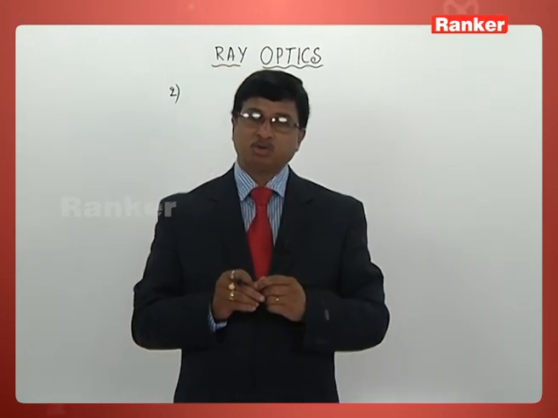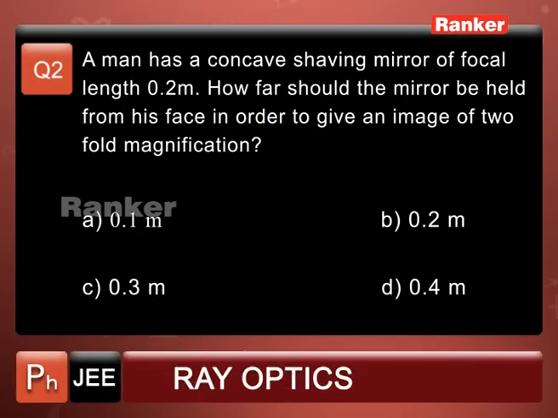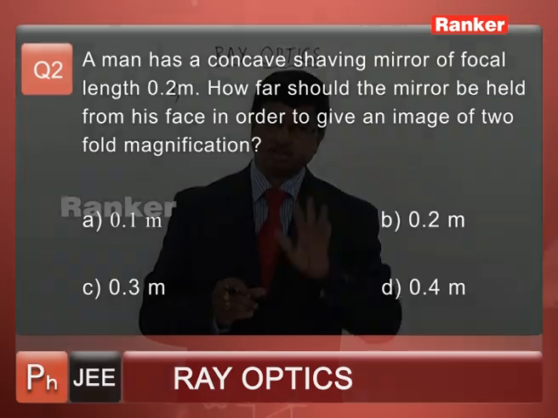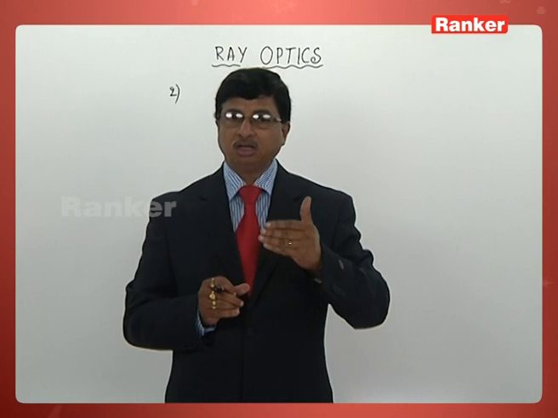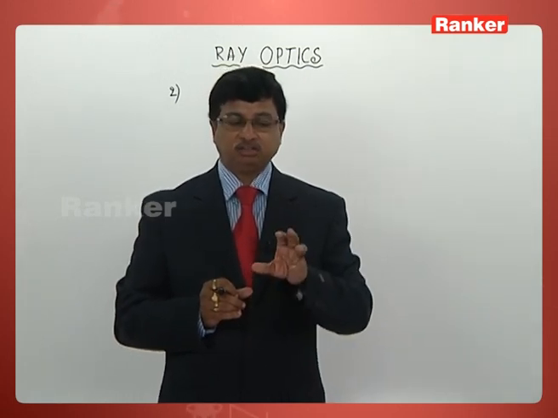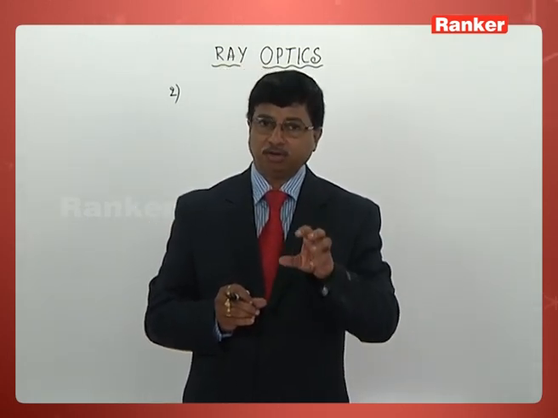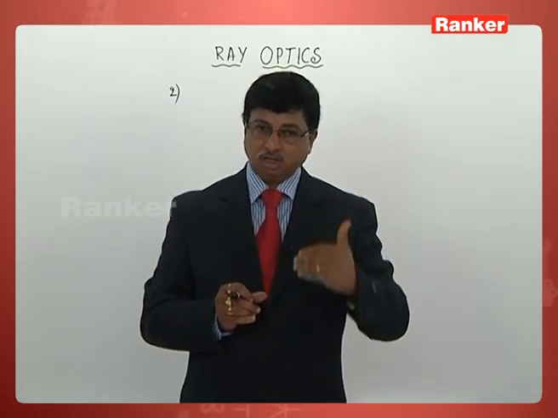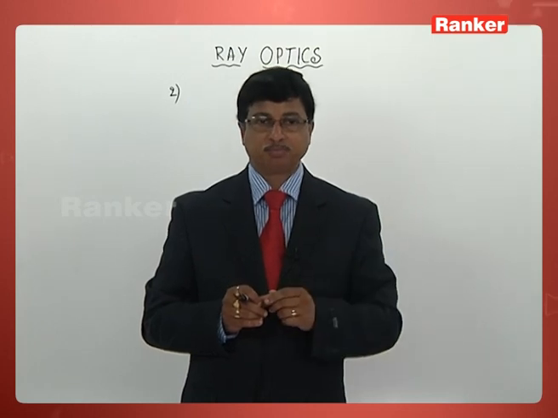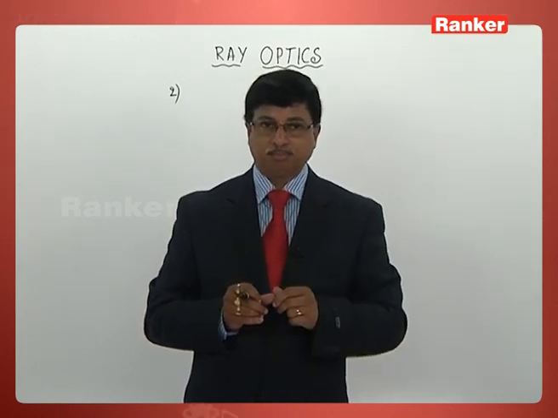What are the options provided? First option is 0.1 meter. Second option is 0.2 meter. Third option is 0.3 meter. And fourth option is 0.4 meter. Now recollect once again, for the concave mirror, what is the general formula for its magnifying power or magnification produced when the image is formed there?